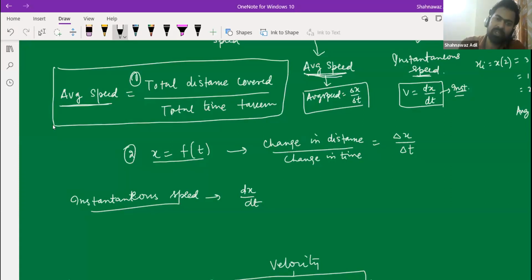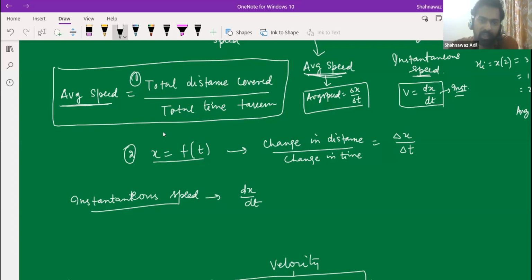We will do a couple of questions to understand this one, but this thing is very important. So average speed has two definitions. One is the total distance covered by total time taken. The other one is the parametric form. Whenever they give you parametric form, average speed is delta x by delta t. Is it clear? This is very important.